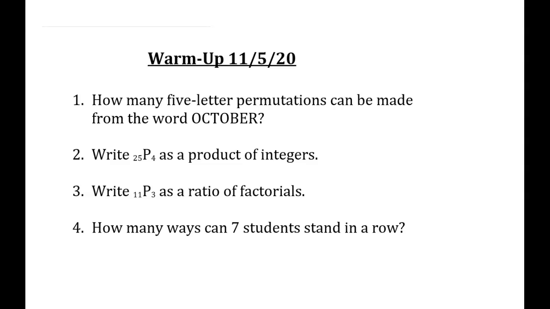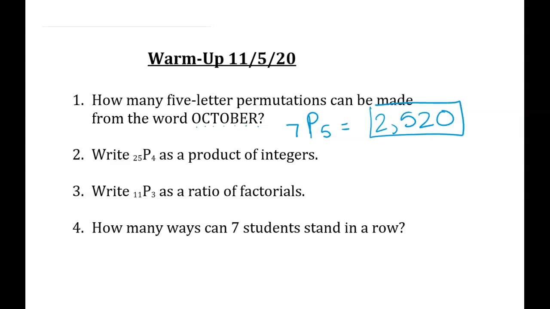How many 5-letter permutations can be made from the word October? So October has 1, 2, 3, 4, 5, 6, 7 letters. And we're choosing 5 of them. So 7P5, which if you put that in your calculator, is 2,520 permutations.